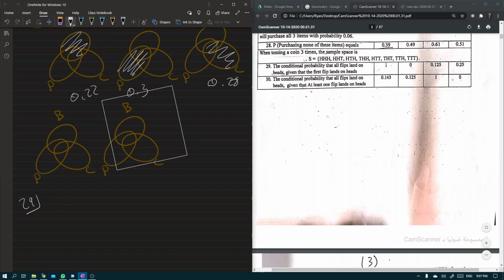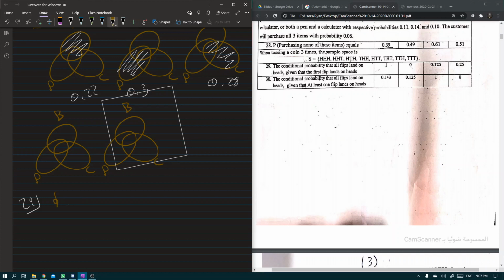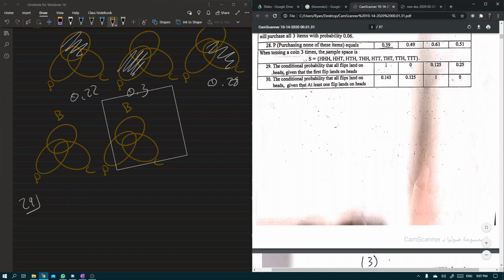You want me to draw it? The set? It's right there. Okay. So given that the first flip lands on heads, we remove the ones that start with T. So basically we cut the ones that start with tails. 1, 2, 3, 4. So there are 4 that start with heads. And what's the probability that all of them land on heads? So it's 1 over 4, because there are 4 that start with H.